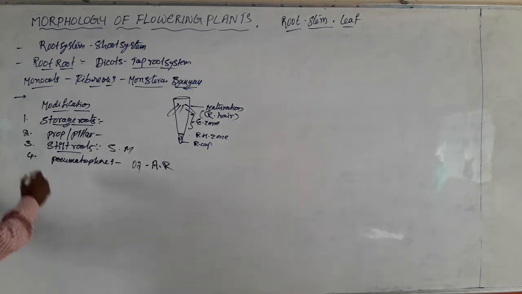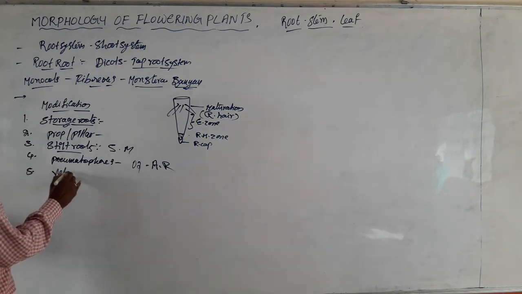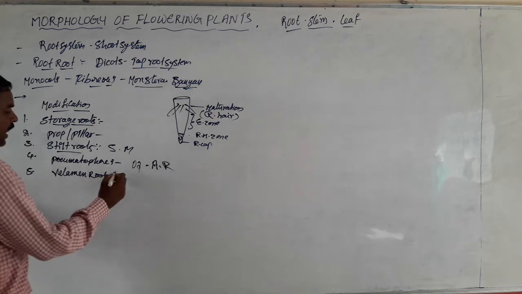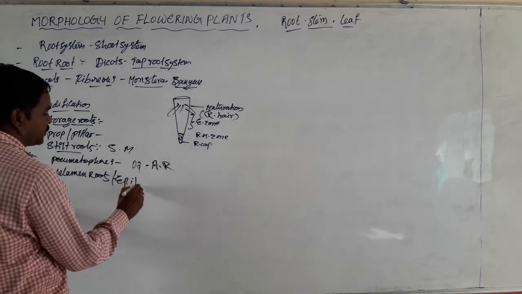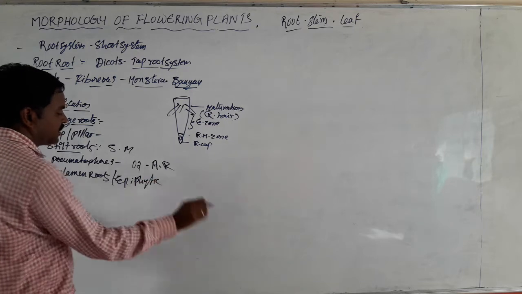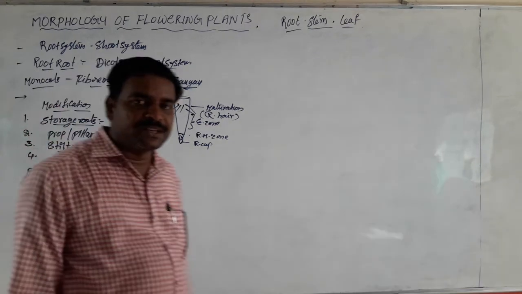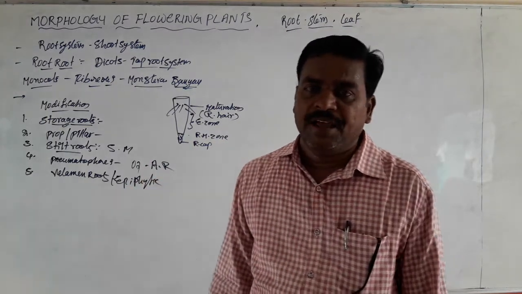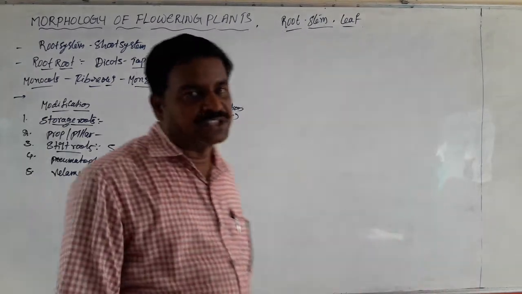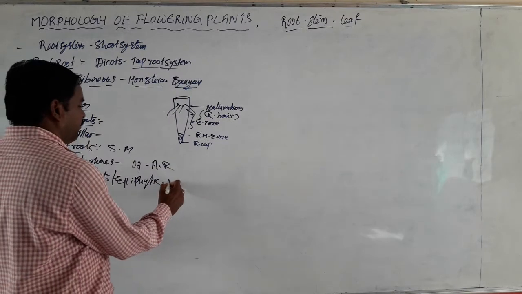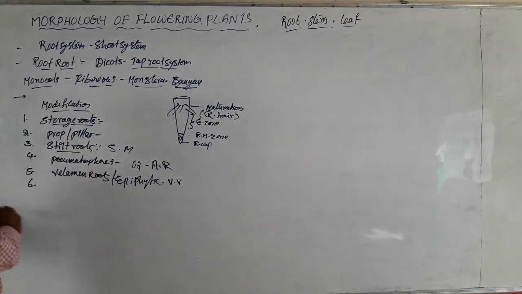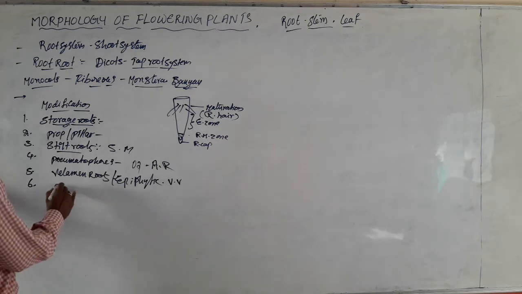Now coming to the fifth one, velamen roots, also called epiphytic roots. Generally they are present in epiphytes. They hang freely in the atmosphere and absorb moisture from the atmosphere. Example, Vanda and Vandita.